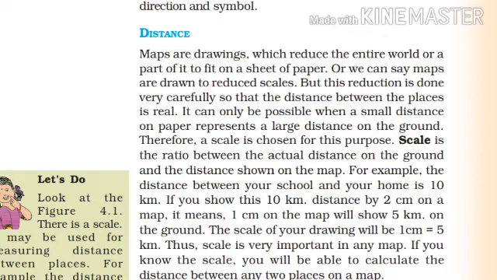And when the distance between the same two places is measured on the ground along a straight line, it is known as ground distance. So what is the difference between a map distance and a ground distance? I hope you have understood.